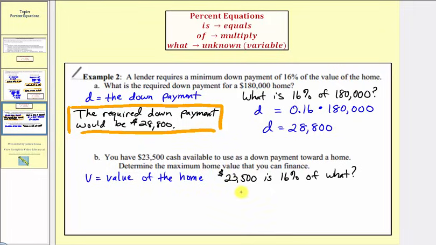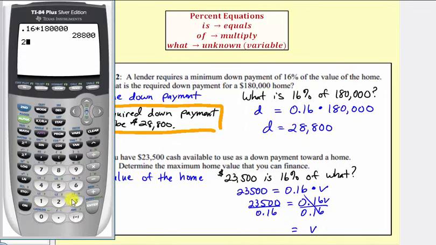So for our equation, we have 23,500, is means equals. 16% as a decimal would be 0.16. Of means multiplication, so times what? And again, we're using the variable v for the value of the home. So our equation is 23,500 equals 0.16v. So to solve for v, we'll divide both sides by 0.16. Notice on the right side, this simplifies to 1v or v. So now we'll find this quotient to find the value of v.